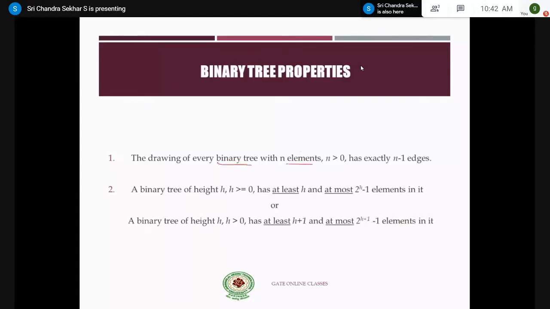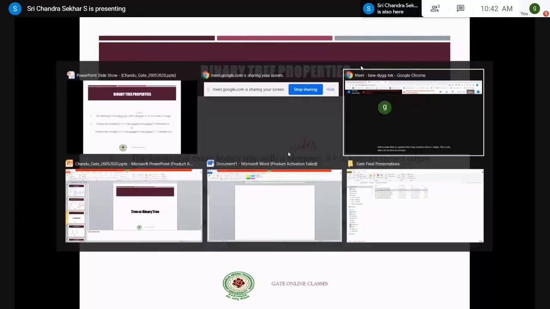Element is nothing but node. Don't get confused: every binary tree with n nodes, that is n greater than 0, has exactly n minus 1 edges. This is very clear. Let me give an example on this.